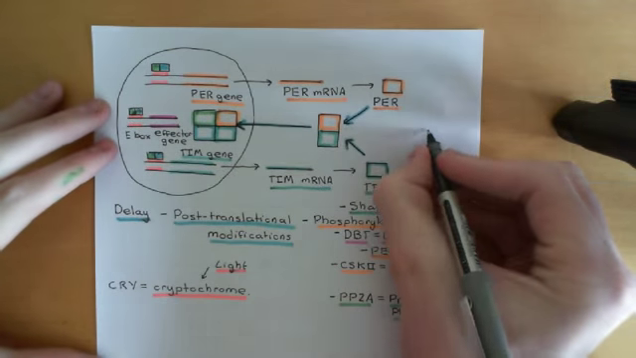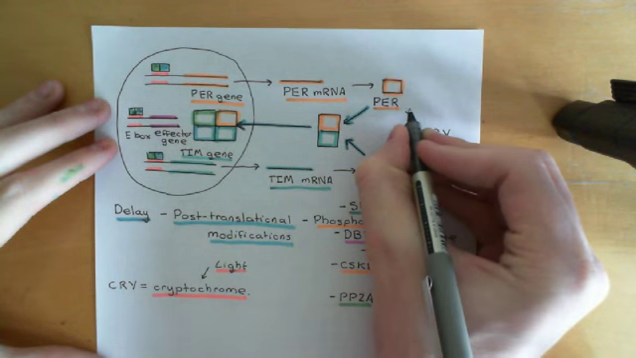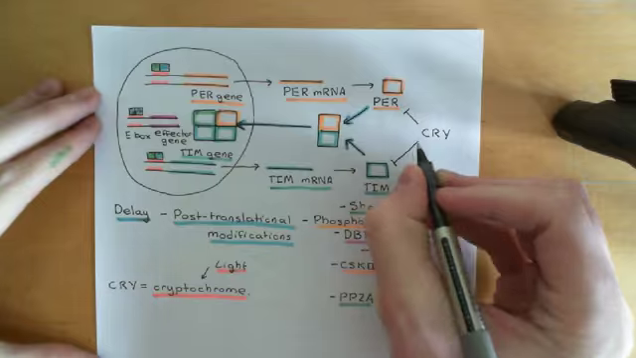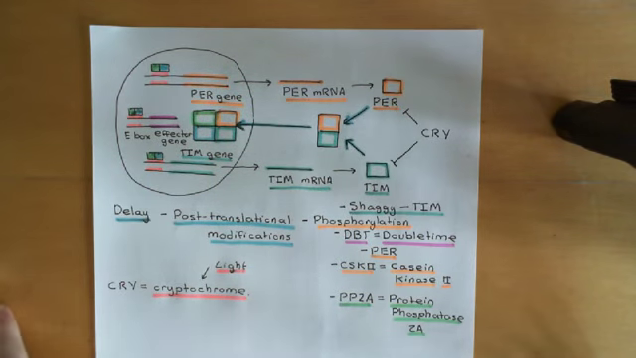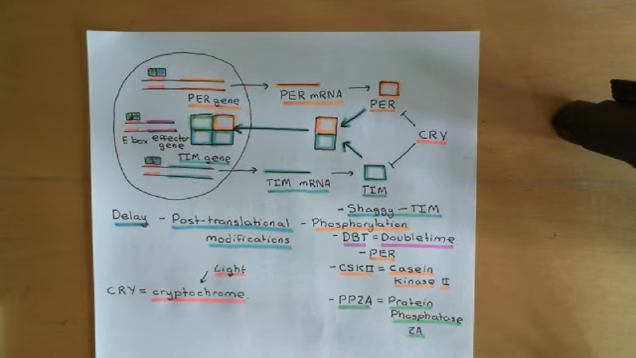If I add this onto this picture here, here is cryptochrome, and it's capable of accelerating the degradation, and I'll put inhibiting basically here. It's capable of inhibiting the period and timeless proteins. It's capable of making them be destroyed in the cell faster. Now let's think about what that is actually going to do.